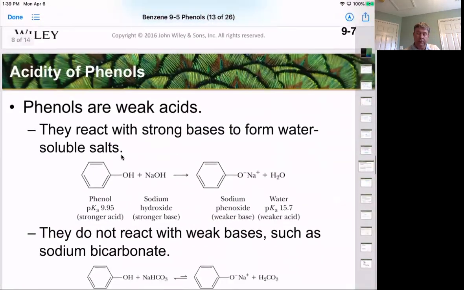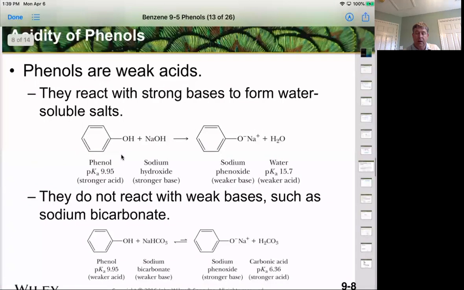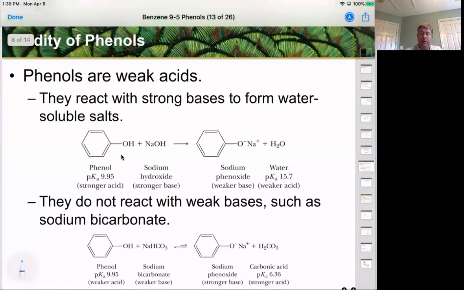Okay. Because they are more acidic than regular alcohols, they can react with strong bases to form water-soluble salts, okay? So we can take phenol and react it with sodium hydroxide to create the sodium salt of it plus water right here. But notice we cannot do this with regular ethanol. Ethanol is not a strong enough acid to create this salt from that system, okay?